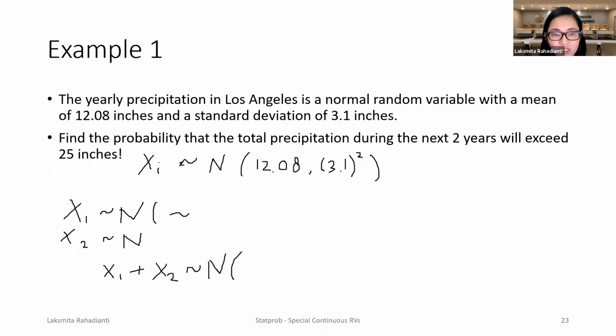So in other words, this would be 24.16. And this one, I haven't squared it. So it should be something like 2 times 3.1 squared. And we also know that this particular random variable is also normal. So we can compute whatever it is that's asked of us, using our normal variable knowledge.